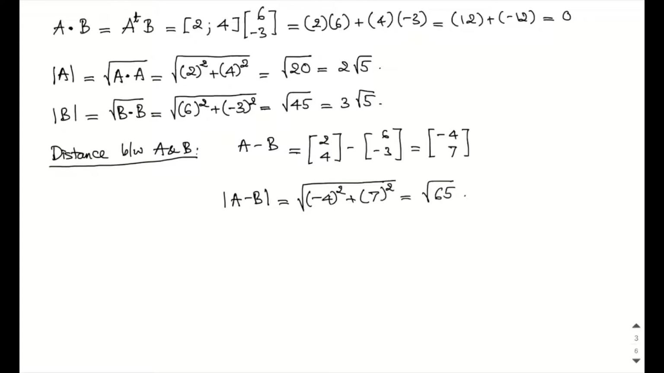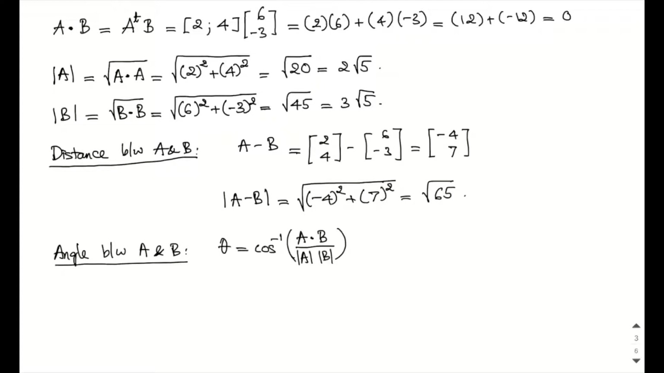Next, we are going to compute the angle between A and B. So the angle between A and B is theta, and that is cosine inverse of the ratio between the dot product and the product of the lengths of A and B. So you compute cosine inverse of A dot B, which is 0, so you fill in 0 here, over the length of A, which is 2 root 5, and the length of B, which is 3 root 5.